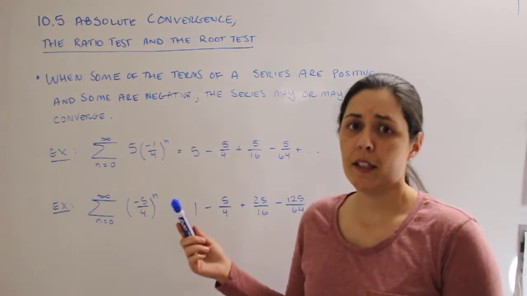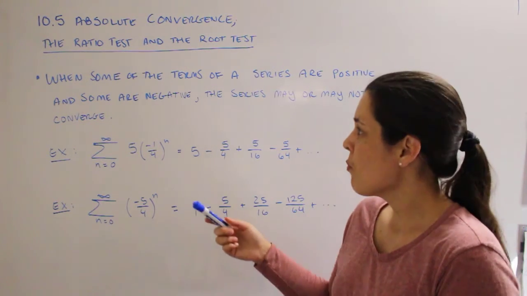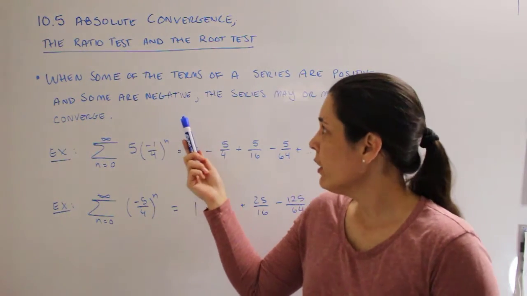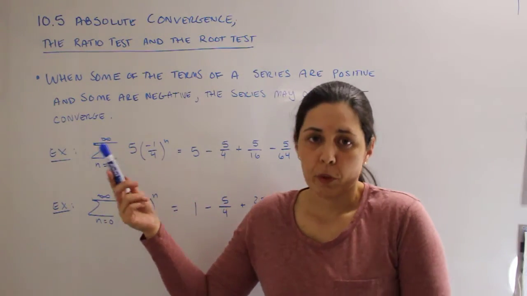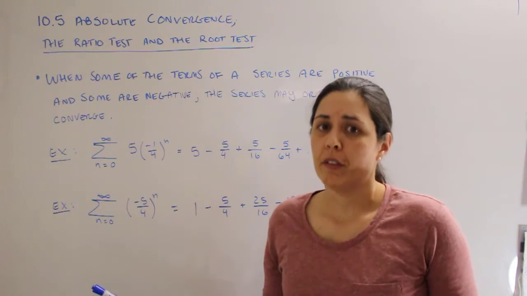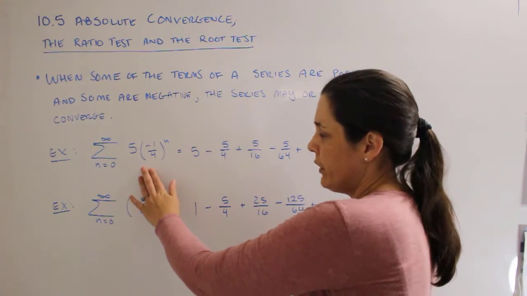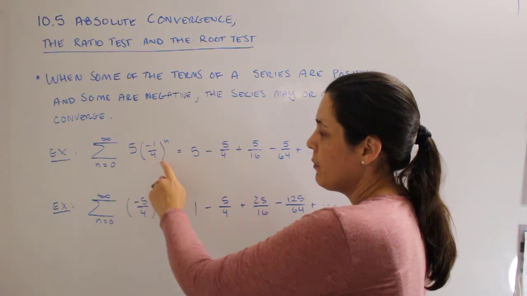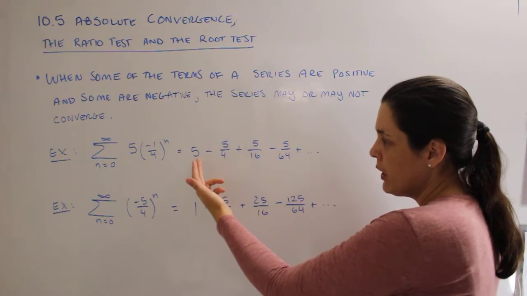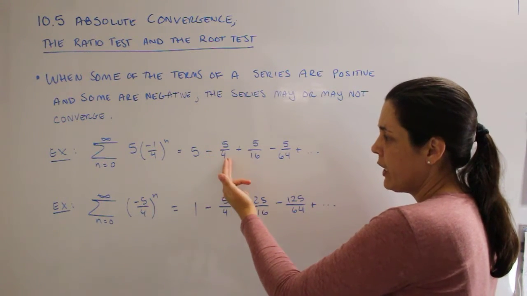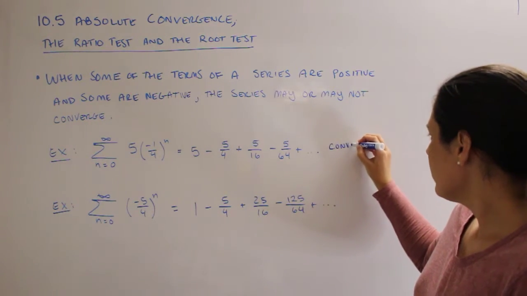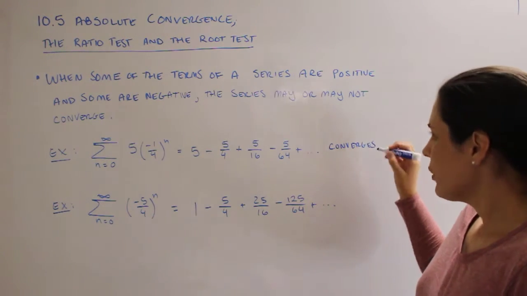So let me just give you some background to get us to that first test. When some of the terms of a series are positive and some are negative, the series may or may not converge. I just want to show you 2 examples that look very similar to each other and act differently. This first series, where we have 5 times quantity negative 1 over 4 to the n power, if you notice the terms, they alternate signs. Positive, negative, and so on. This series actually converges.